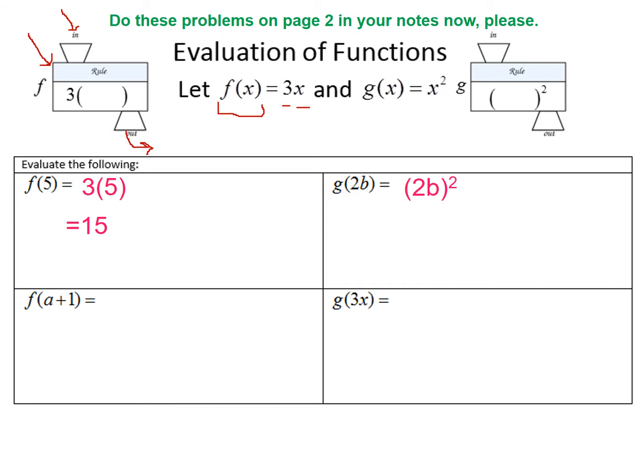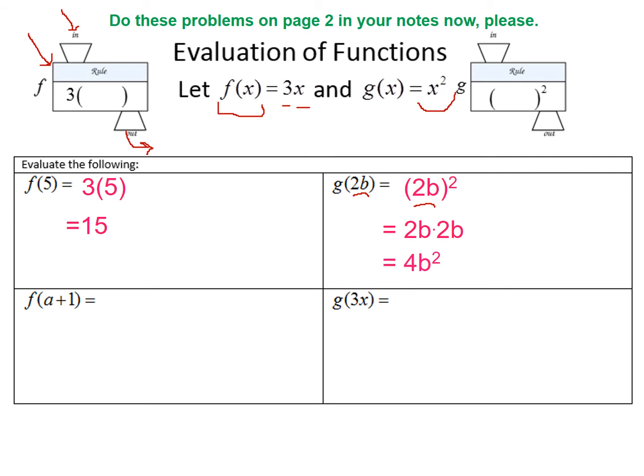Take a look at number 2. When we look at number 2, we have g of x is equal to x squared. So everywhere we see an x, we're going to drop in 2b. So 2b in the parentheses, 2b squared, is 2b times 2b, which is 4b squared.